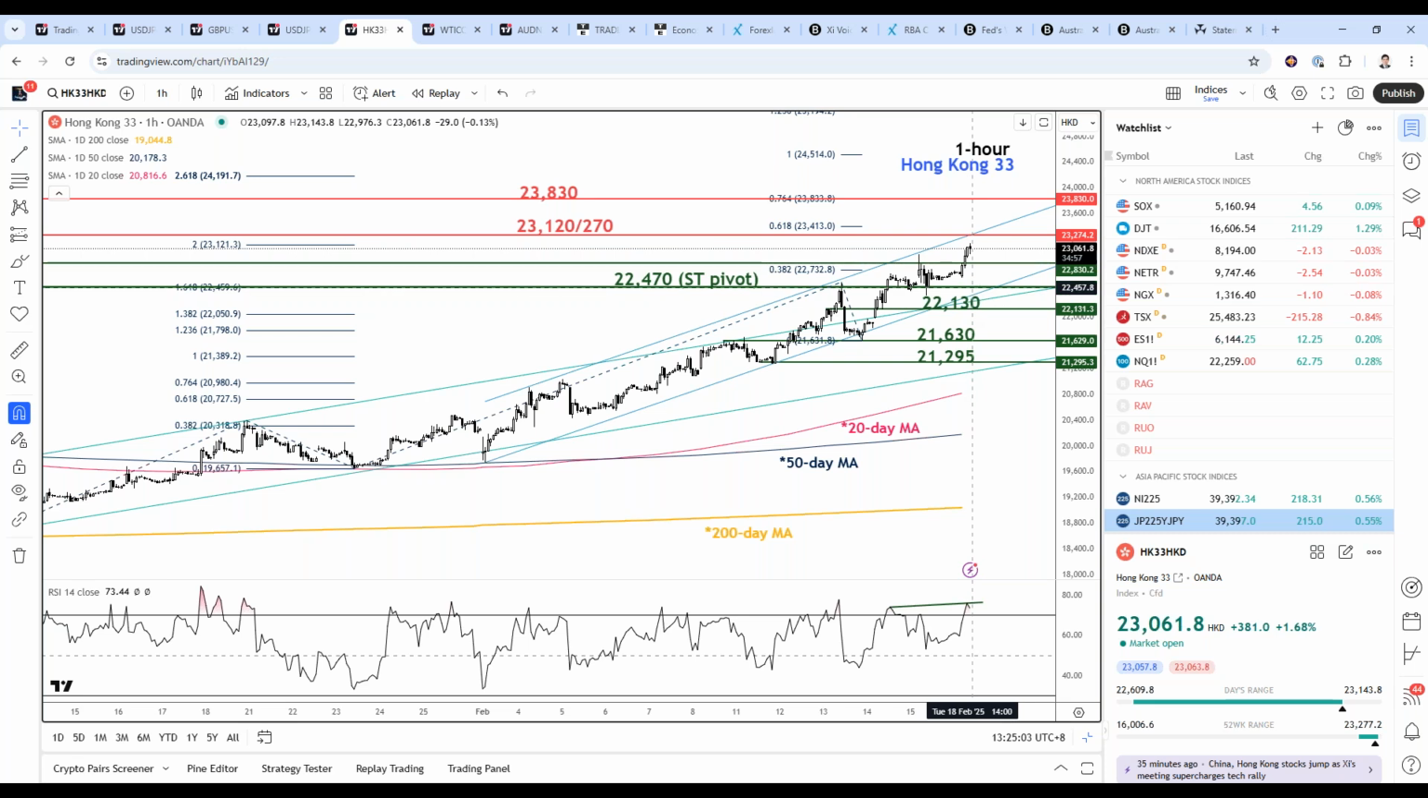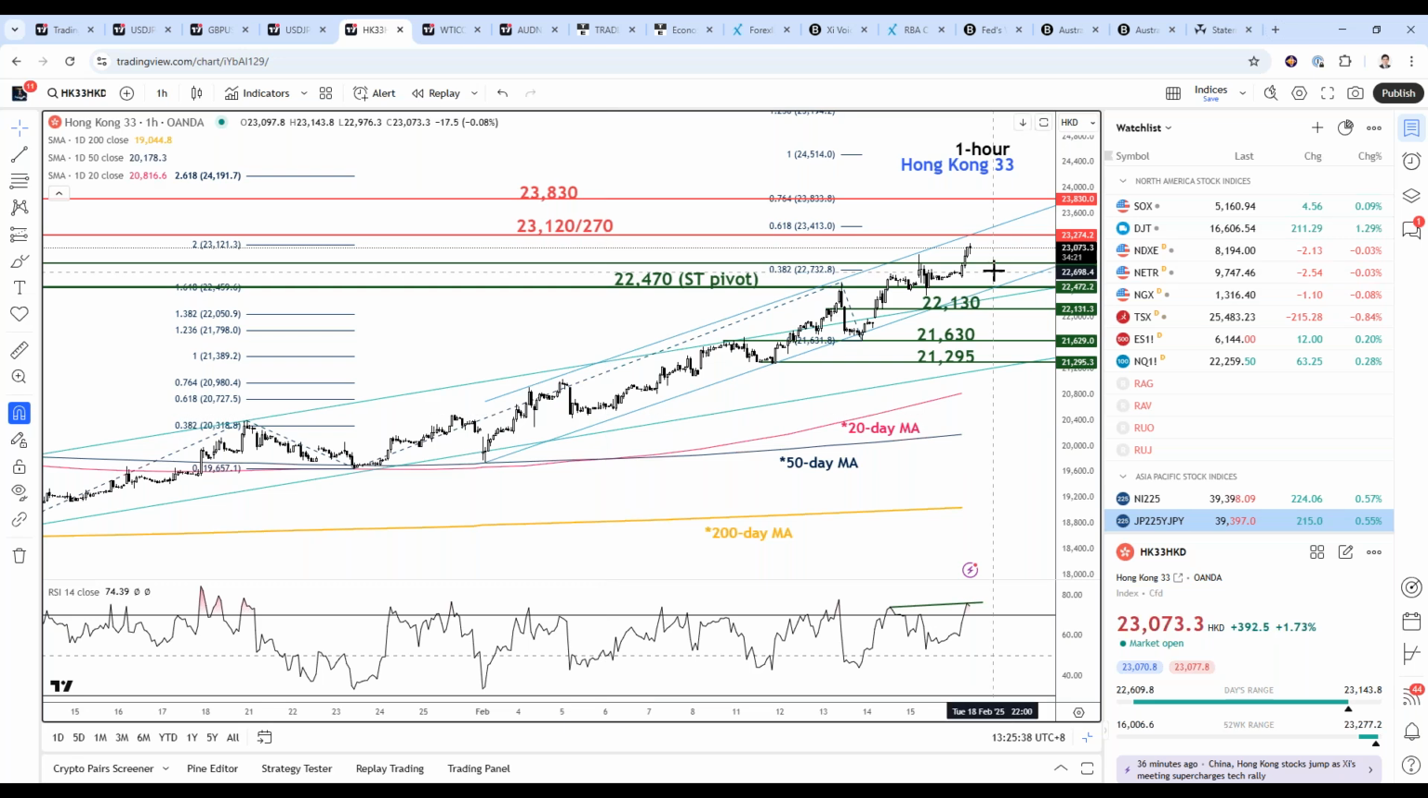Pullback level to watch will be 22,830 maximum, which is our short-term pivotal support level that we have for today, 22,470. It also corresponds to the lower limit of this steeper minor ascending channel from the low of 3rd of February. So as long as the minor pullback didn't surpass below 22,470, we will still maintain that intraday bullish bias on the Hong Kong 33 to see the continuation of this impulsive up move sequence. Next resistance level to watch out will be at 23,830, which corresponds to the 0.764 Fibo extension level, all right, taken from the low of 23rd of January.